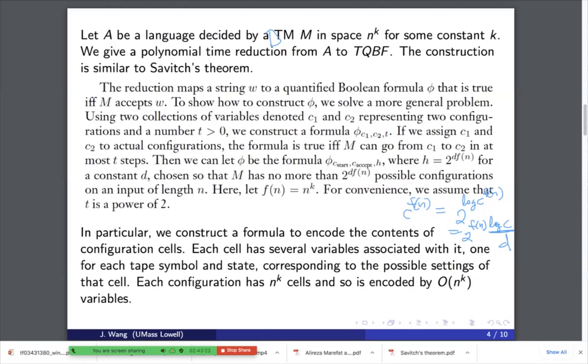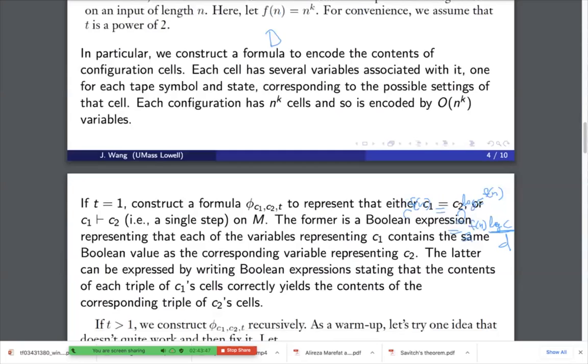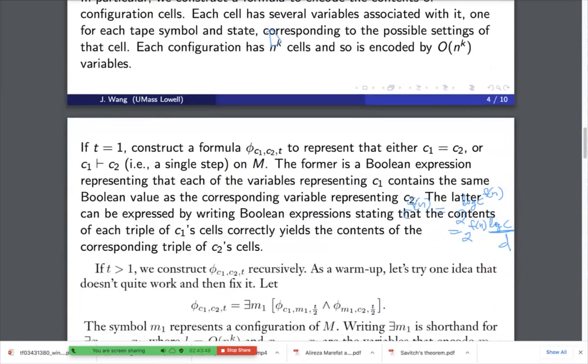Each configuration here uses n to the k cells, and hence is encoded by big O of n to the k variables, because you need to represent the cells, and you need to represent the state and the head location. So the number of variables is at most big O of n to the k.